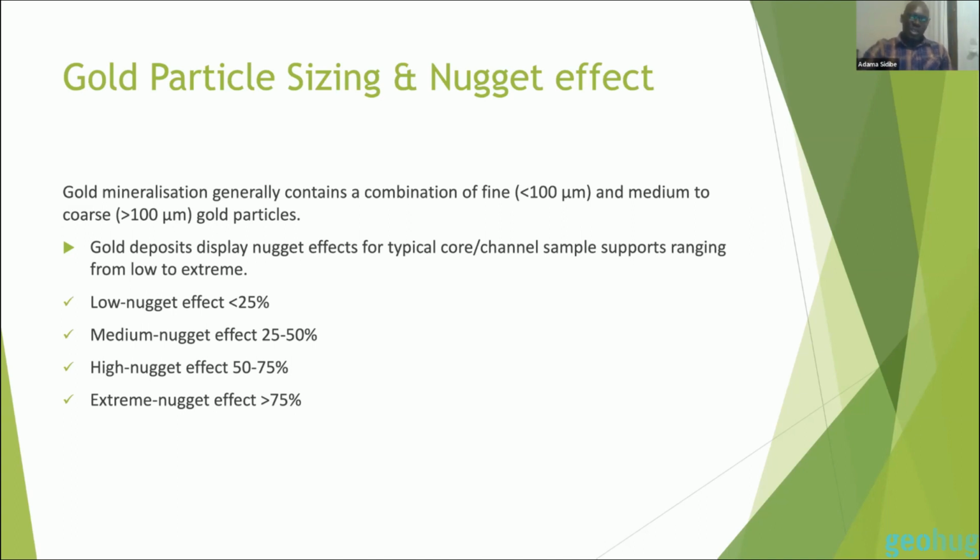And gold deposits display Nugget effect for typical cores and channel sample support, ranking from low to extreme Nugget effect. Less than 25%, we have low Nugget effect. Medium Nugget effect between 25 to 50, and high Nugget effect between 50 to 75. Extreme Nugget effect more than 75%.